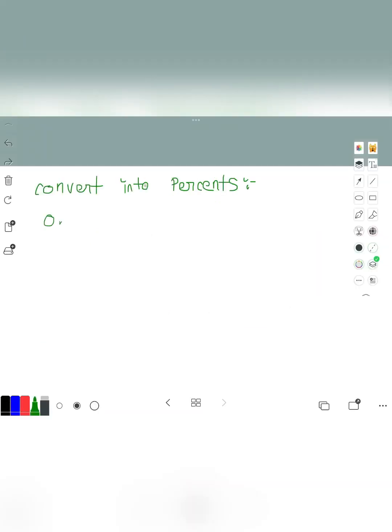Moving further to the next question, convert into percents. How to convert into percents? 0.002 is given. To convert the number into percent, we just multiply it by 100. So we multiply 0.002 into 100, and by multiplying the number by 100 we get the answer as the percentage, right? So here we got the answer as 0.2%.